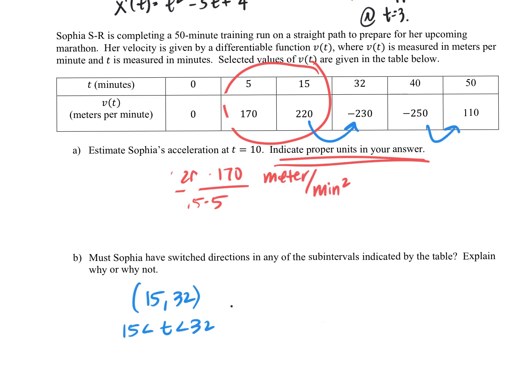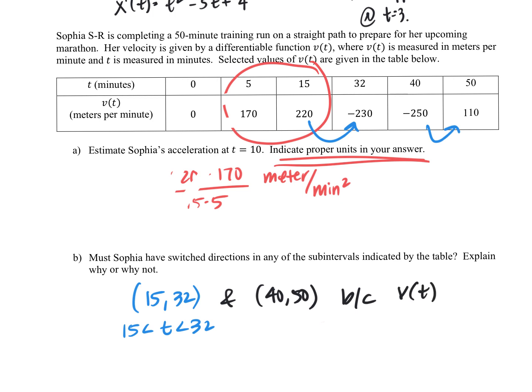40 to 50. 40 to 50. What's my y? We do not need novels. What happened? What were these units? I'm sorry, what was this called? These were her v of t's, right? Her velocity. Because we can just say because v of t did what?